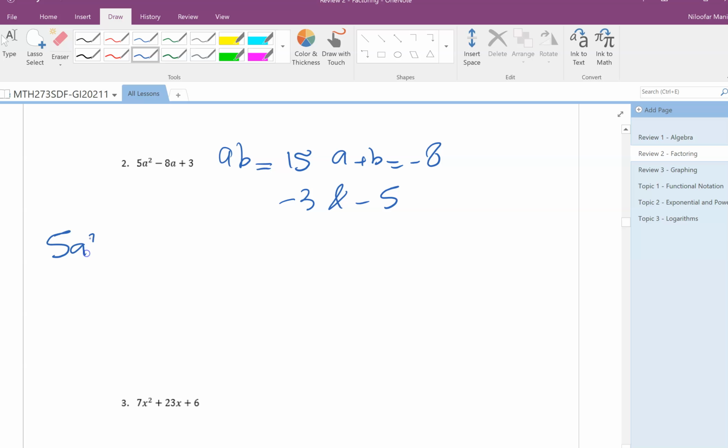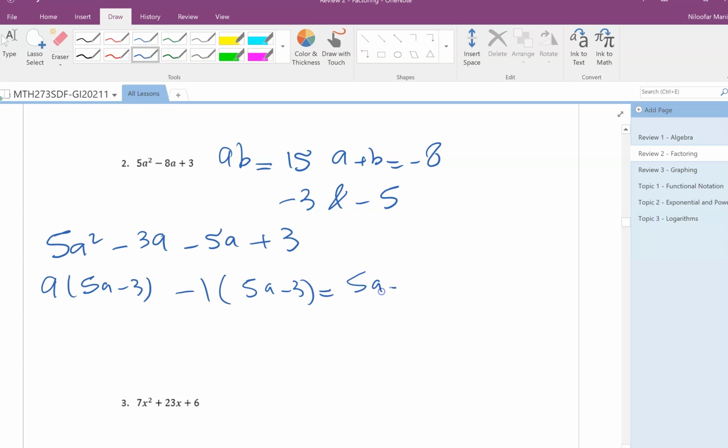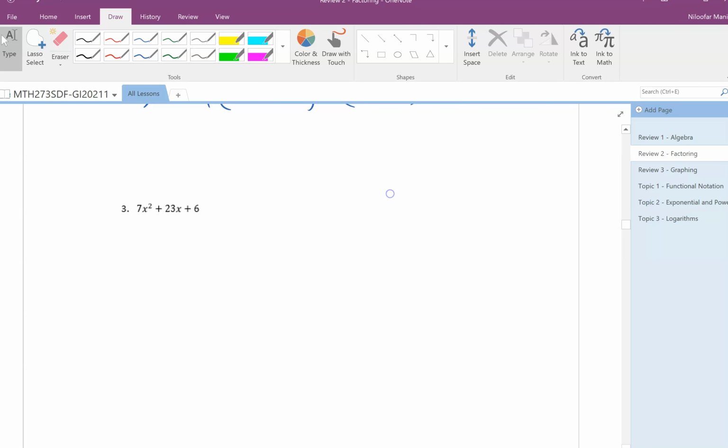Okay, I do not touch the first one. I just touch this, and I do this. From the first one I factor a. From this one I factor minus 1. Now I factor 5a minus 3. Okay, good. So how about the next?